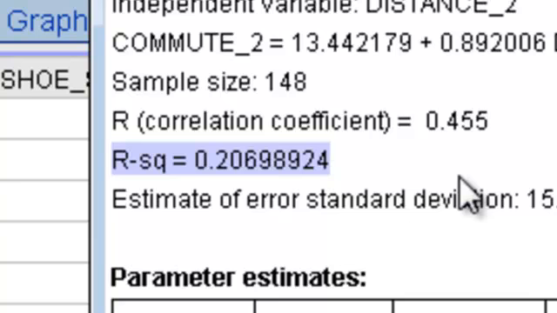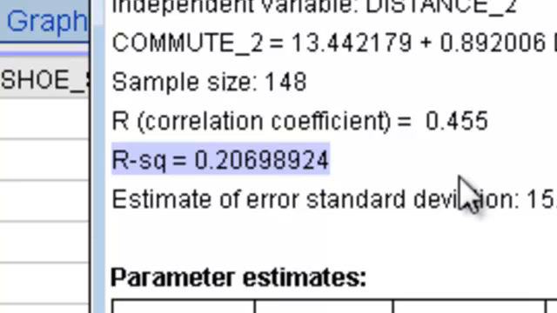The model R square is a measure of the overall fit of the model. That is, it tells us how well this model fits our data. R square is always a number between 0 and 1, and it's interpreted as the proportion or percentage of the total variation in the y variable that's explained by the regression model. Again, that's the proportion or percentage of the total variation in the y variable that's explained by the regression model.